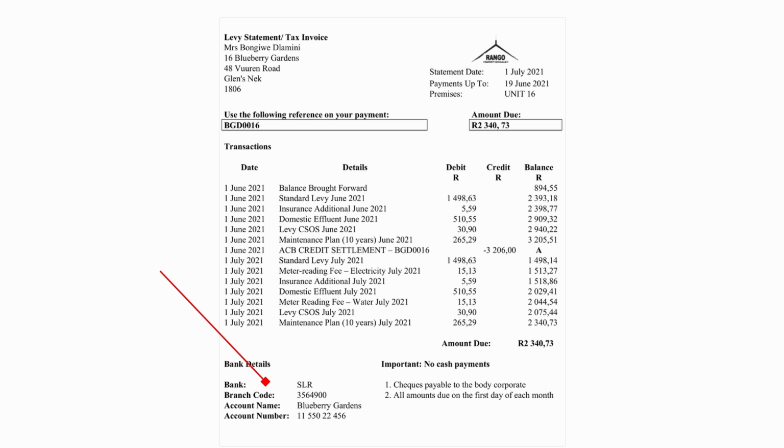This statement includes bank details so the client can make electronic bank payments or EFTs if they prefer to make payments that way. Note that no cash payments are allowed. The levy CSOS is given as 30 Rand 90 cents for June and July.